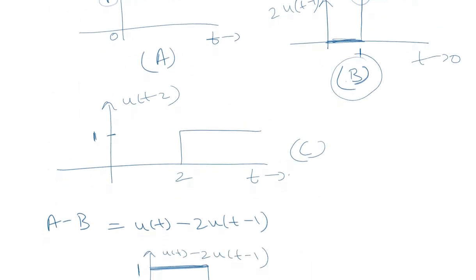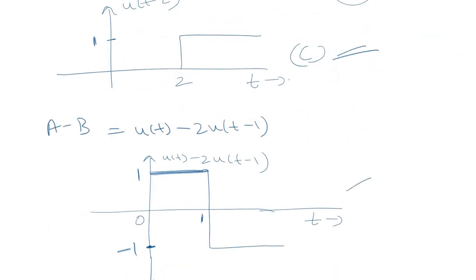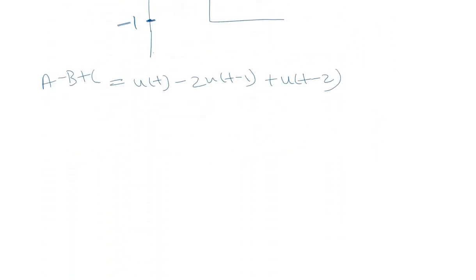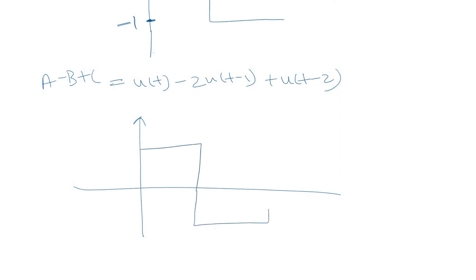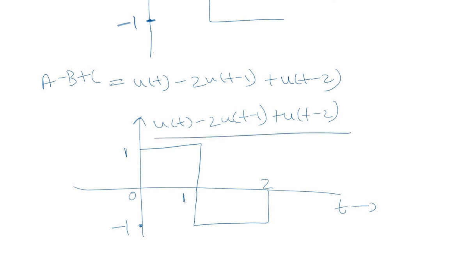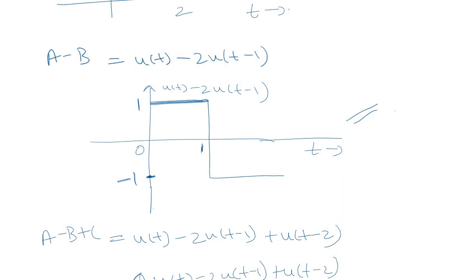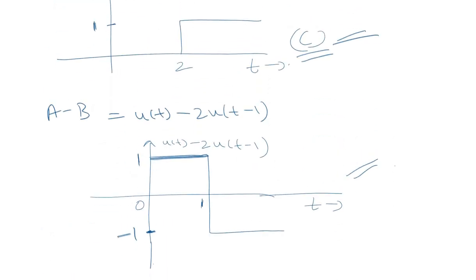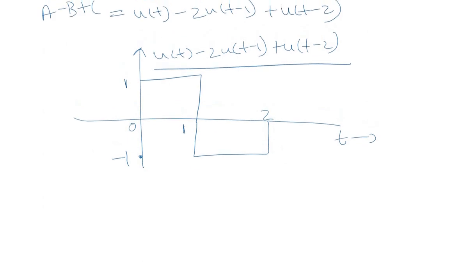So now let us add this term C to this waveform, and let us see what we get. Alright, so this is what we get when we add this C waveform to the waveform that is A minus B. You can please verify this answer also. It is the same thing.